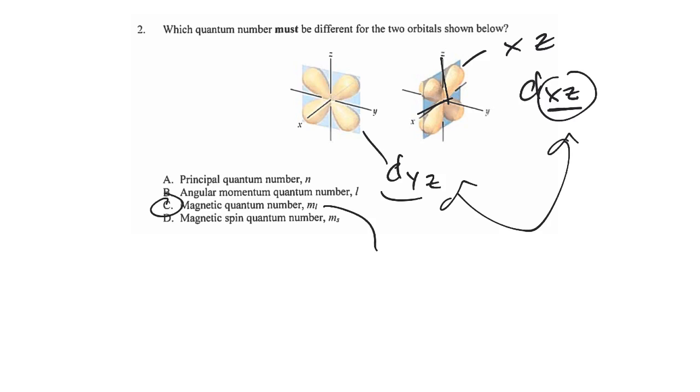Each orbital can contain 2 electrons, so an electron in those orbitals could have a plus or minus half spin, so they don't necessarily differ in the magnetic spin quantum number.